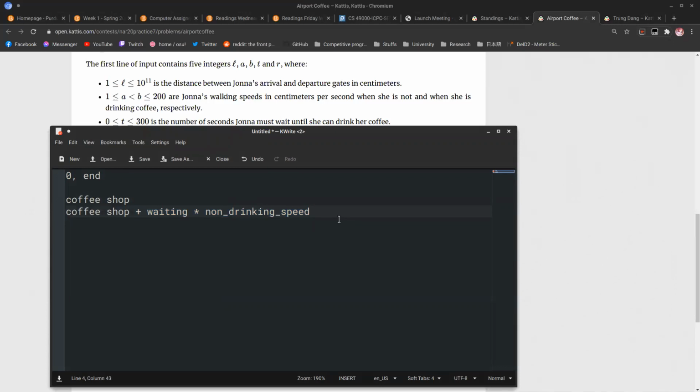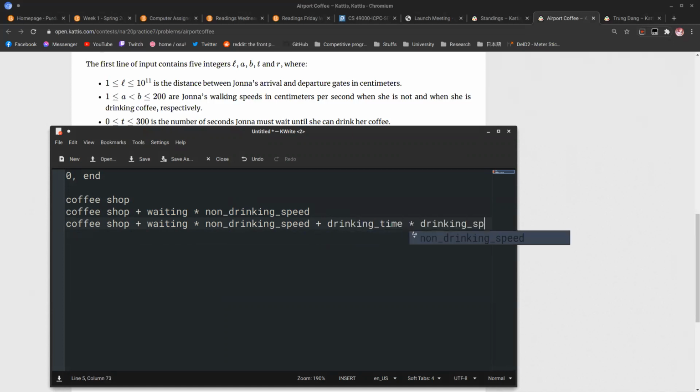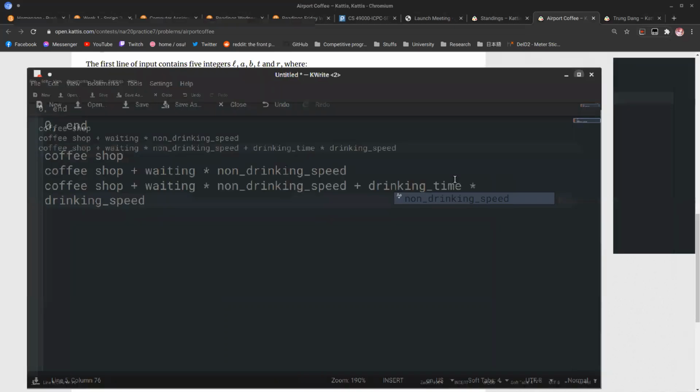And the third position is where you finish drinking the coffee from that coffee shop. So this is the beginning position of the drinking, and the ending position of the drinking would be the beginning position plus drinking time times drinking speed. Yep, so these are the positions.